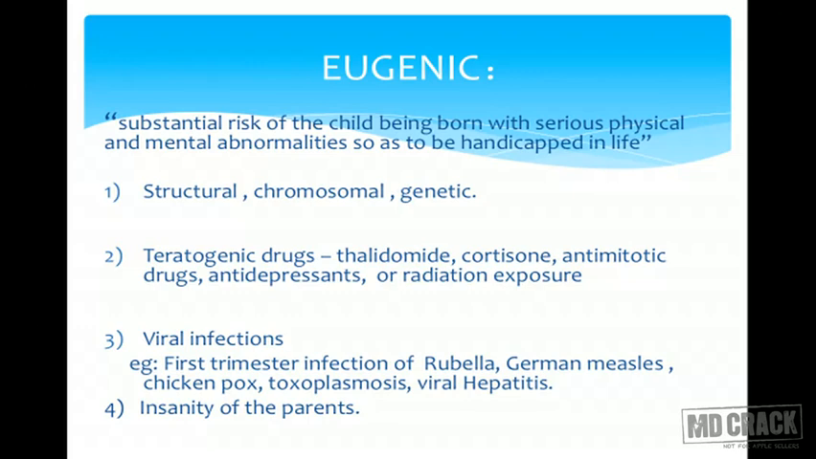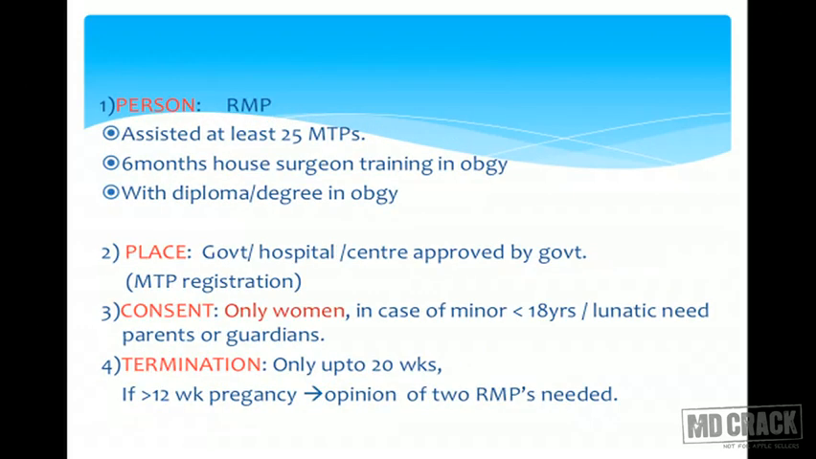In case a pregnant woman gets viral infections like rubella, German measles, chickenpox, toxoplasma or viral hepatitis, especially in the first trimester, all these infections can cross the placental barrier, reach the fetus and can cause many congenital anomalies in the fetus. That is why again that becomes a eugenic ground for termination of pregnancy. Insanity of the parents can also be a ground for termination, and that comes under eugenic.